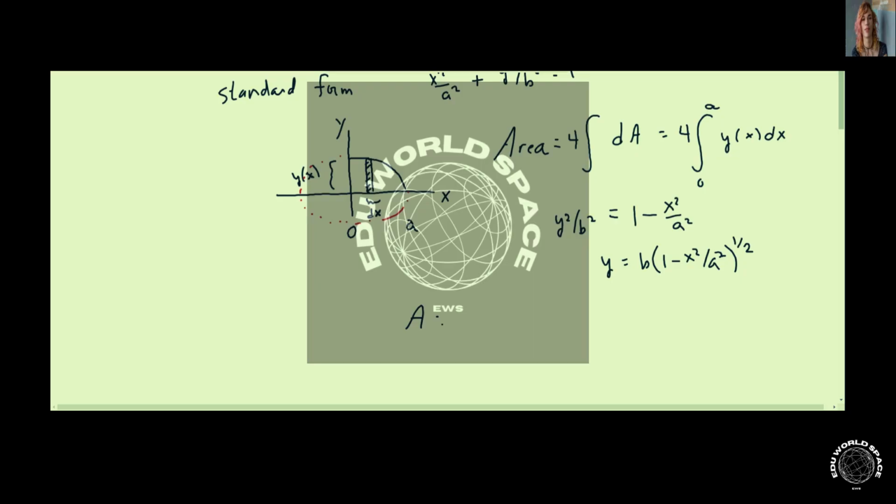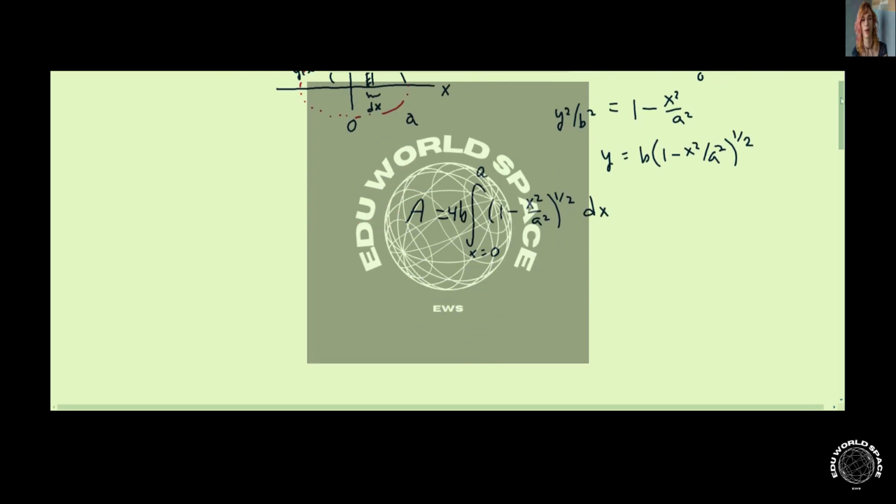Anyway, the area is now 4 times the integral from x equals 0 to a, times b. We can bring the b out. Let's do that. Makes life look a little bit nicer. But we have the square root to integrate over. And often with the square root, you can make a trig substitution. So that's what we're going to try.